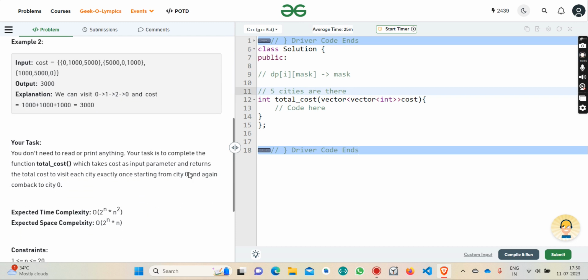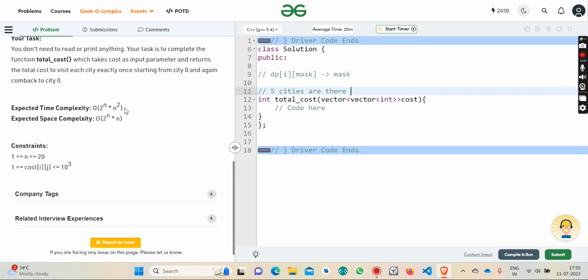How do I know that it can be solved using DP with masking? Because you can observe the constraint, it is less than or equal to 20. If you find a question where the constraint is very low, say 20 or 16, then you can think of DP with bit masking or recursion or bit masking, this type of solution existing in those types of questions.